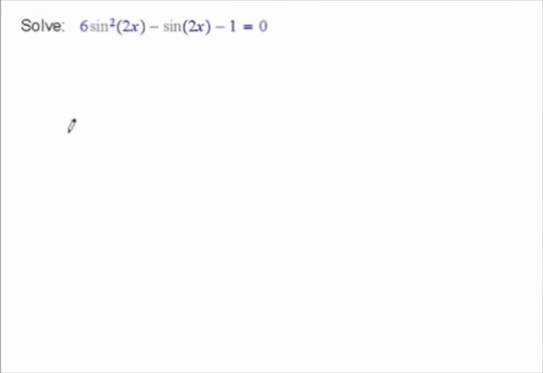Example of solving a trigonometric equation. In this case, the nice thing is all the functions are in the same form. They're of sine and they're of a double angle. So this looks like a quadratic. I'm going to rewrite it as a different form, where I'm replacing the sine of 2x with just plain old a. So we're going to get 6a squared minus a minus 1 is equal to 0.